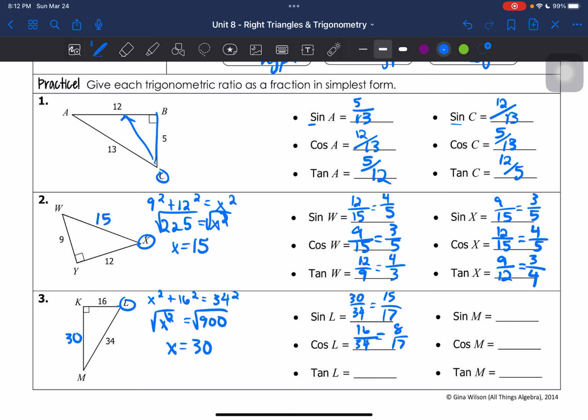And then I'm going to do the tangent. That's going to be opposite, so 30 over adjacent, 30 over 16. And this would simplify to 15 over 8.